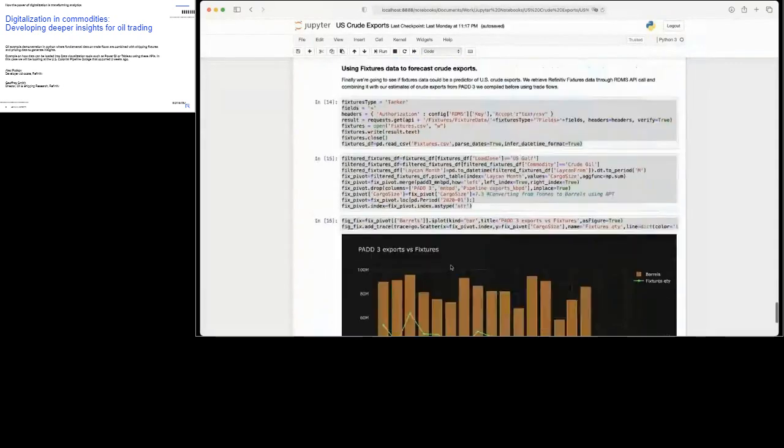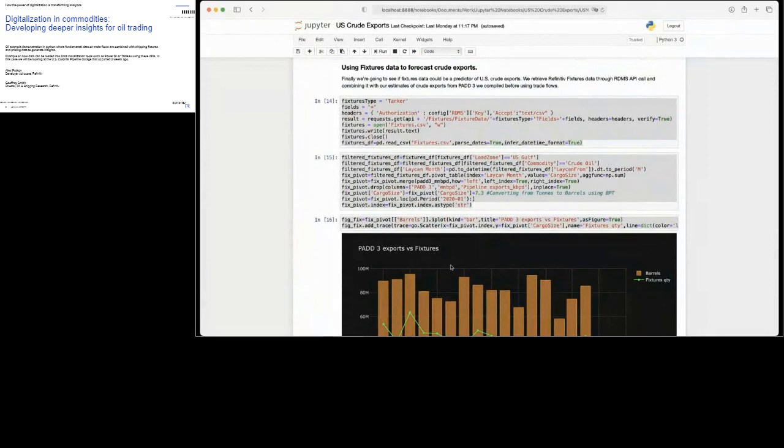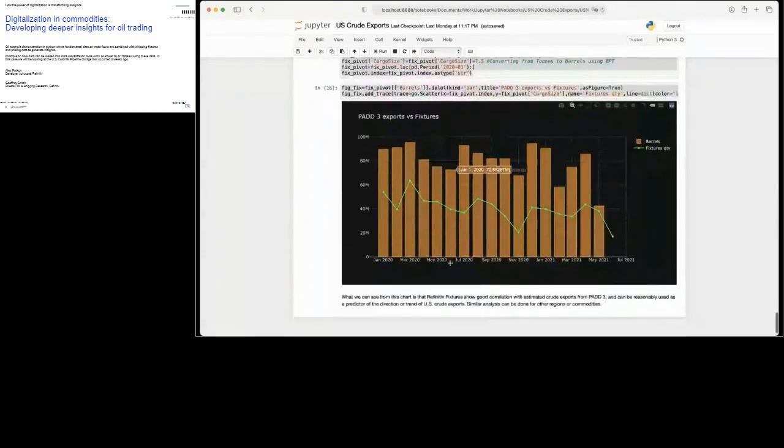And now, finally, we're going to see if fixtures data could be a predictor of US crude exports. Here we retrieve Refinitiv fixtures data through an API call and combine it with our estimates of crude exports from PAD 3 that we compiled earlier. And what we can see from this resulting chart is that Refinitiv fixtures show good correlation with estimated crude exports from PAD 3, therefore can be reasonably used as a predictor of the direction or trend of US crude exports.